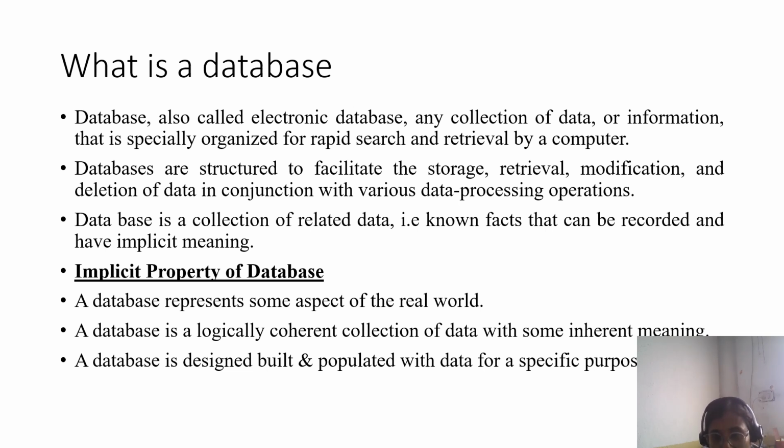Implicit property of a database means a database represents some aspects of the real world, and a database is a logically coherent collection of data with the same meaning. The database is designed, built and populated with data for a specific purpose. For example, some databases will be created for schools, some of them created for hospitals. So all databases carry a specific purpose.